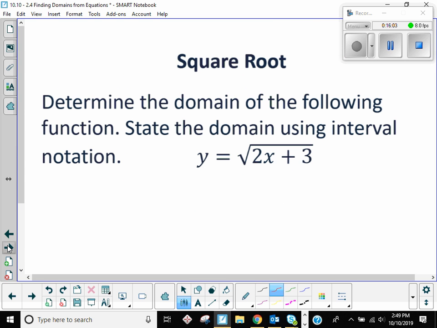All right, so now we have this function. Do you see a denominator in this one? No, so this one we have to talk about a whole different idea. We're not talking about what makes a denominator equal 0, because there is no denominator. Instead, we're going to talk about what kind of numbers we can take square roots of. In the real number system, what kind of numbers can we take a square root of?